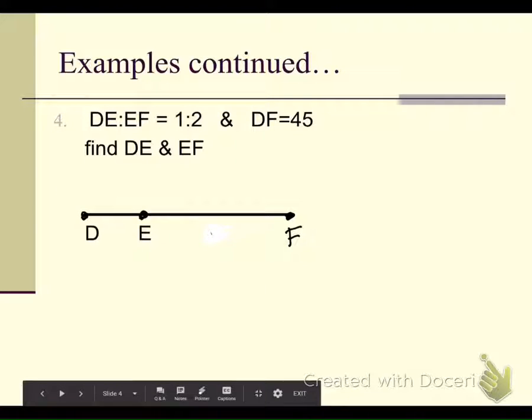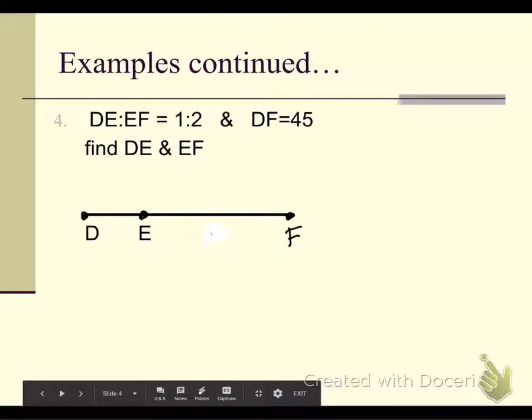So it's a 1 to 2, and we know that DF is 45. So we're looking to find DE and EF. So let's take a second and write down the information that you need. So we are going to use this, and we're going to look and see that we can use the segment addition postulate.